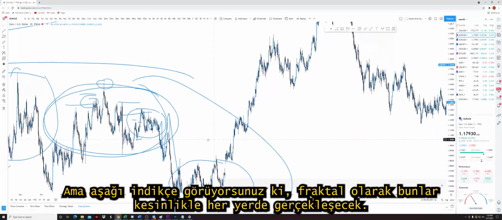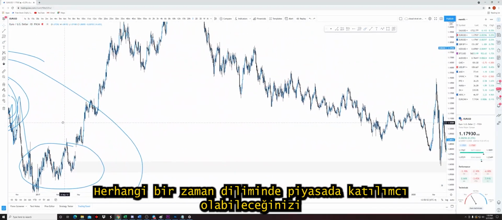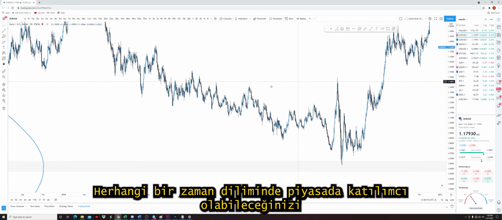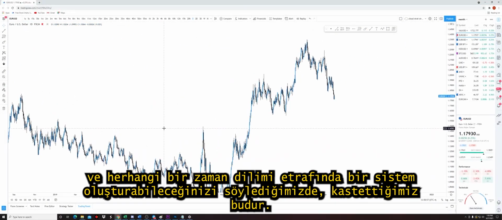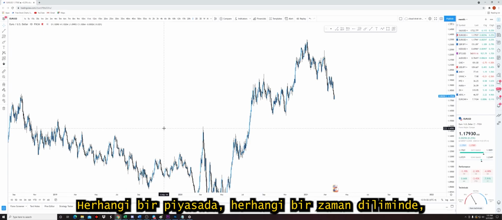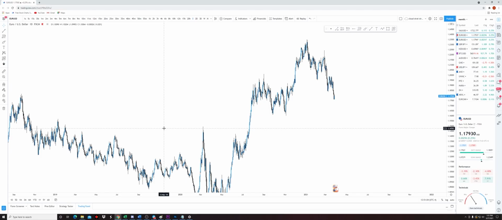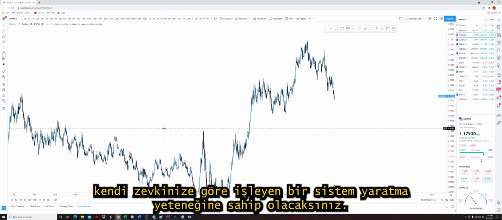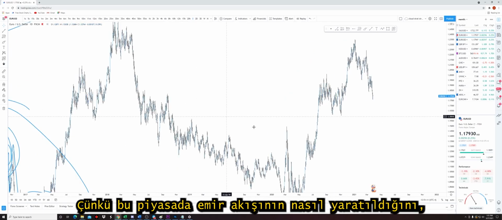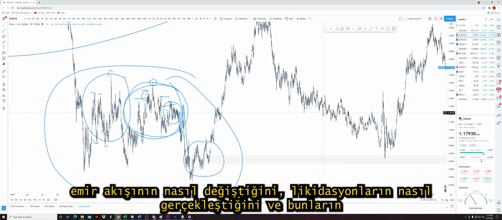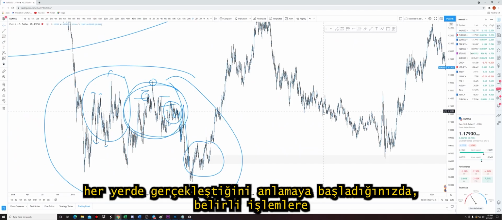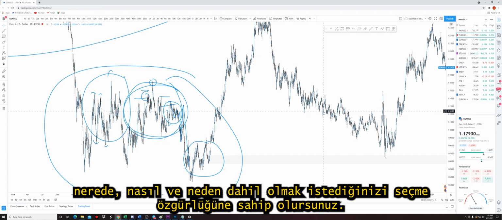These will occur absolutely everywhere. When we say that you can be a participant in the market on any time frame and you can make a system around any time frame, this is what we mean. You will have the ability to create a system that functions on any market, on any time frame, based on your own liking, because as you begin to understand how order flow in this market is created, how order flow shifts, how liquidations occur, and that they occur everywhere, you have the freedom to choose where, how, and why you want to get involved in certain trades.